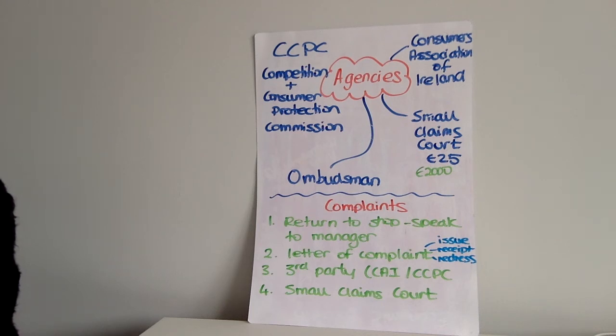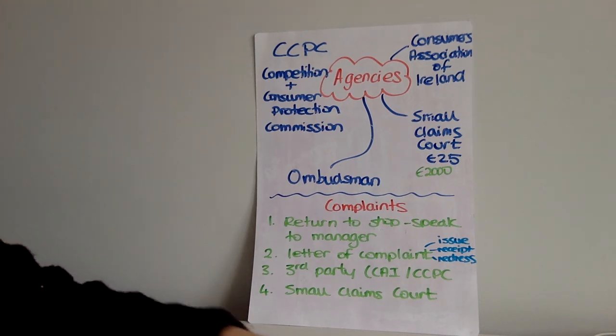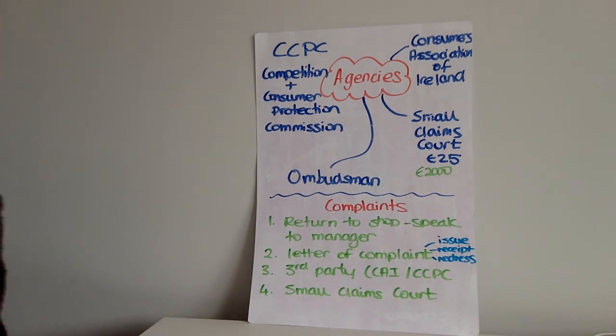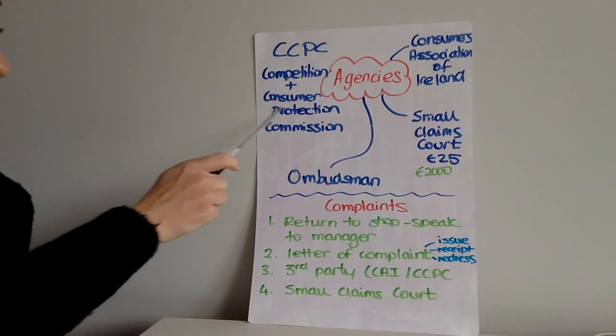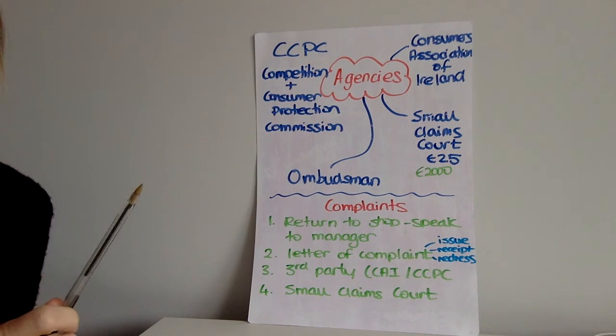Okay. The third one then is the Small Claims Court, and that normally will be a last resort. Okay, so we would go to them if we've had no joy dealing with the CCPC or the Consumers Association of Ireland. They charge €25 to process a claim, and the maximum compensation that you will receive from them is €2,000. Okay, so what comes up a lot in the exam is to recommend an agency for a certain person to go to, and it's normally these 2 that we'll suggest first.